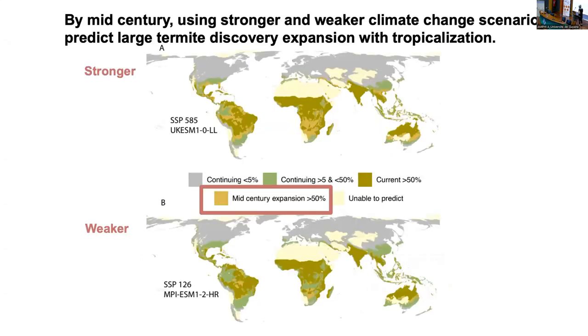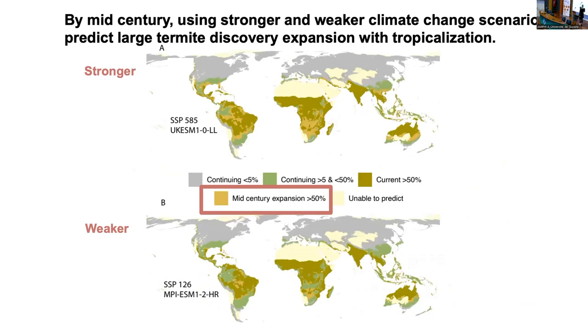What you can see is that the top panel is the stronger model and the bottom panel is the weaker model. In gray is where there's currently almost no termite discovery, and that's going to continue in the future. In the bright green, termite discovery is low now and it's staying low. In the olive green, it's already high, already above 50%, and it's going to stay that way. In buff, it's outside the constraints of what we've measured empirically, so we're not predicting.